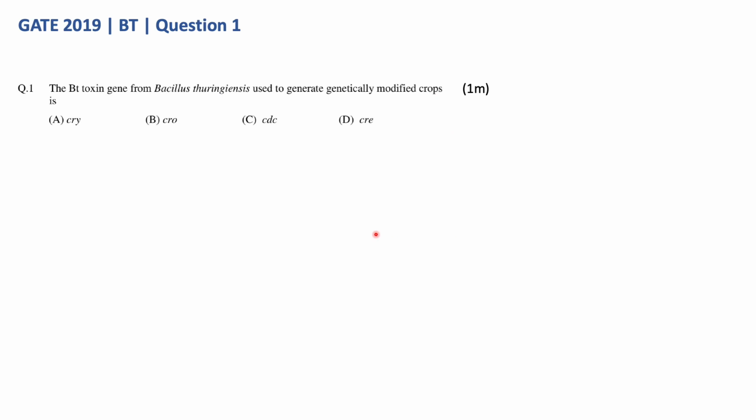Hello everybody. We are now studying a question from GATE Biotechnology 2019 question paper. It is related to the topic recombinant DNA technology. So the question is, the Bt toxin gene from Bacillus thuringiensis used to generate genetically modified crops is option A cry, option B crow, option C CDC, and option D CRE.